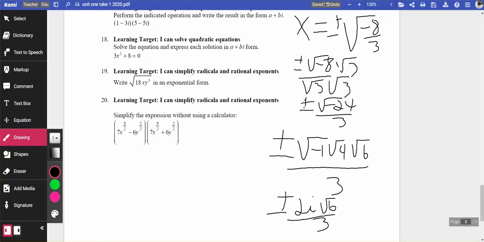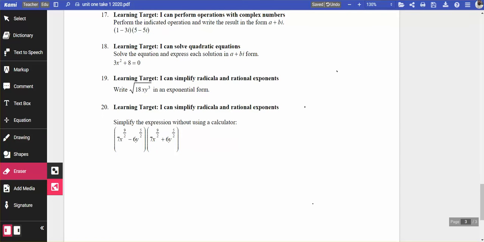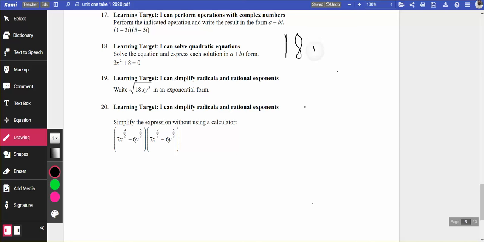Okay. Now we got to go ahead and do number 19 and number 20. Number 19, number 20 are kind of sneaky, very, very sneaky. The biggest reason why everyone missed number 19 was because you didn't read the directions again. It says write it in exponential form. So that's a trick. What you can do is you can do it as 18xy cubed, all to the half. And technically, you're done.